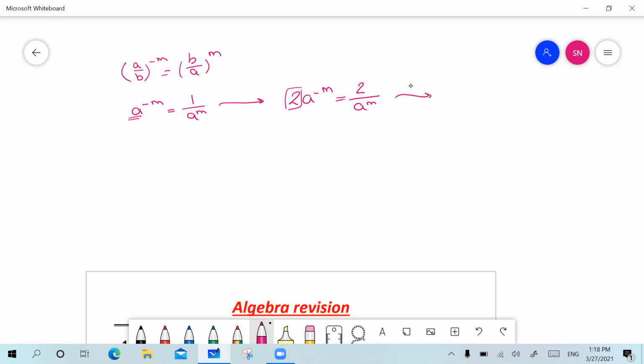The same as well, if I have, for example, 2a to the power of negative 2, b to the power of negative 3. Here, 2 and b, both of them are positive, so they are going to remain up as they are, and the negative only is the one that's going to go down. Is this part clear? I'm going to check the chat.